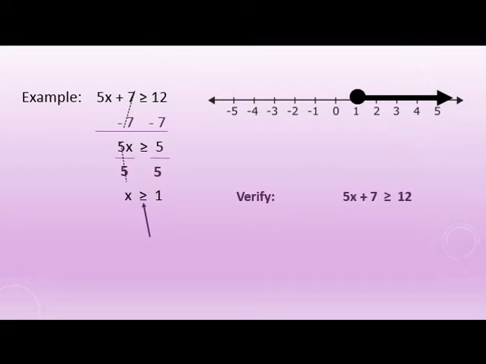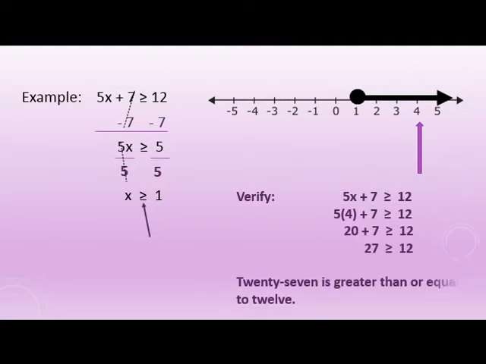Let's check the answer. Starting with the original equation, I can select any number I want. I'm going to choose 4. Substituting in 4 for x, I get 20 plus 7 is greater than or equal to 12. 27 is greater than or equal to 12. 27 is greater than or equal to 12, so my answer checks out.